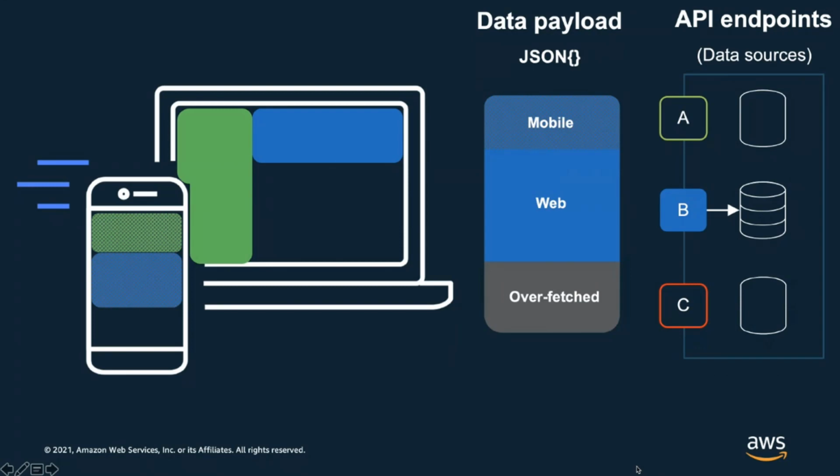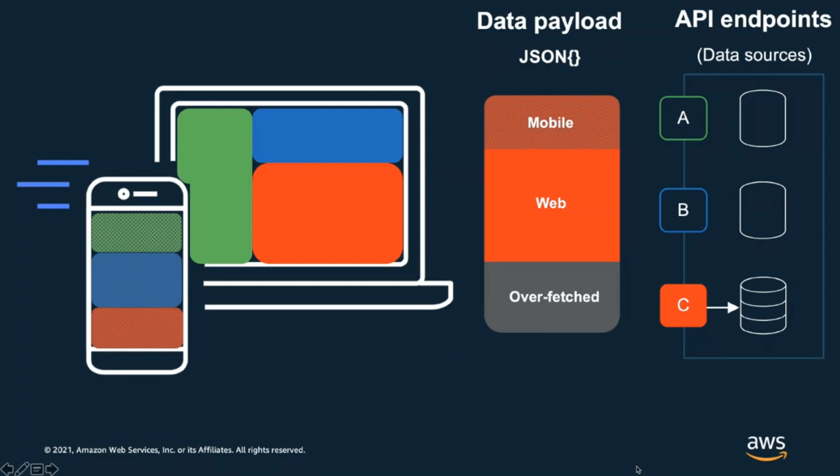We have to get a whole bunch of data for both the mobile version and the web version of my application, which is not needed. So we're overfetching. And then we repeat that again for C. So not only have we spent a lot of time fetching this data because we're fetching it in sequence, we've also overfetched the amount of data that we need. So there's a lot of optimization that can be done here.